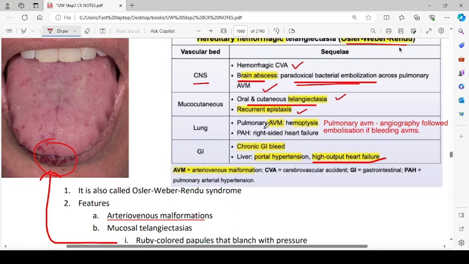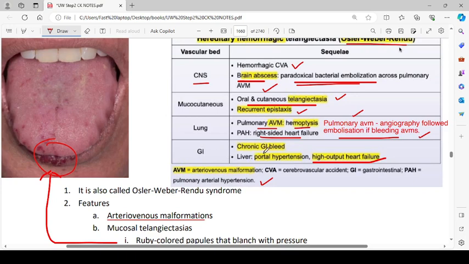In the lungs, pulmonary arteriovenous malformations will lead to hemolysis, and pulmonary artery hypertension will lead to right-sided heart failure. For pulmonary AVM, angiography followed by embolization if bleeding AVMs are present. So for the pulmonary AVMs, we do angiography followed by embolization if they are bleeding. Then it is a management plan.